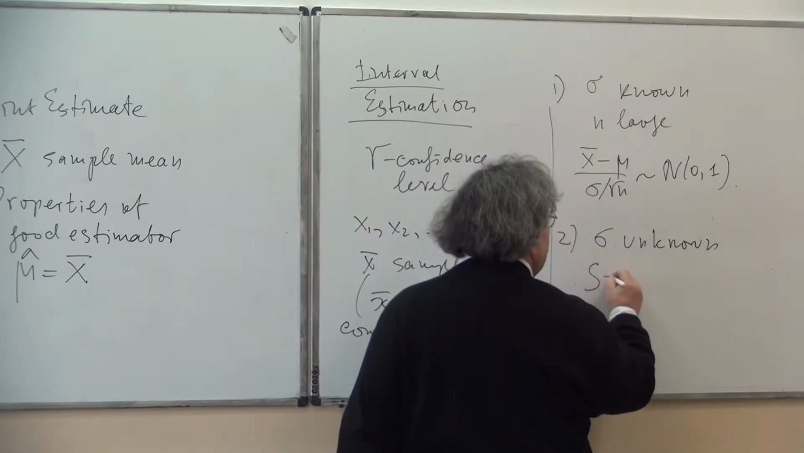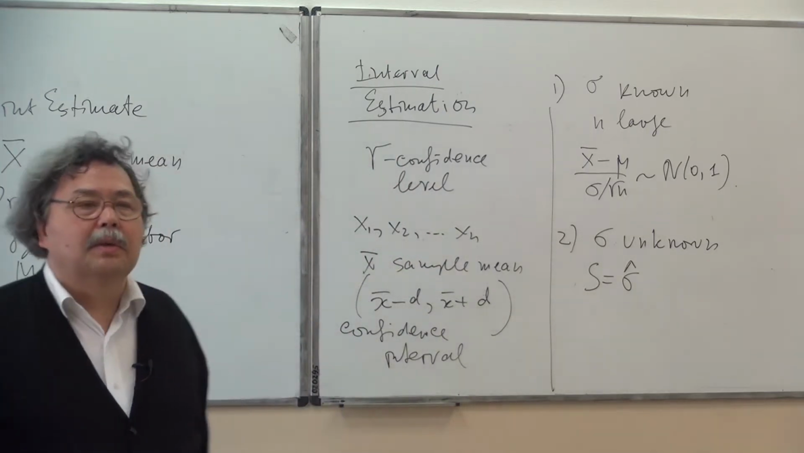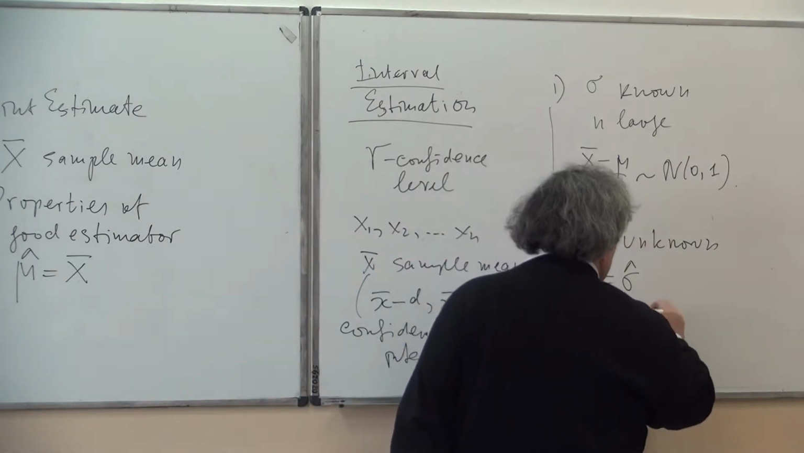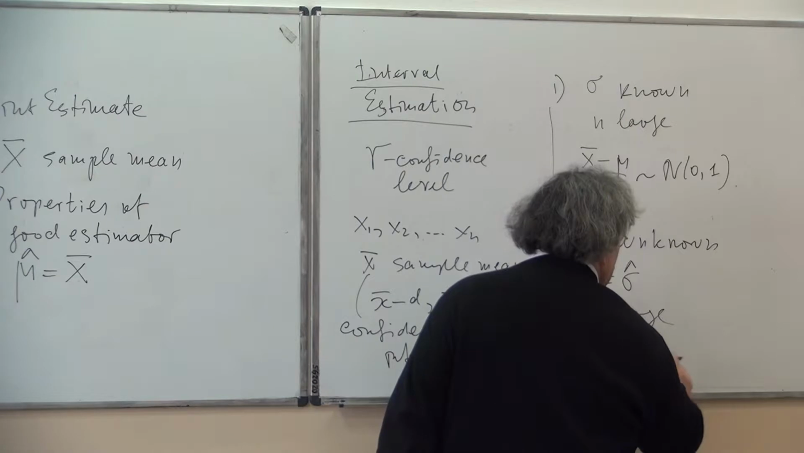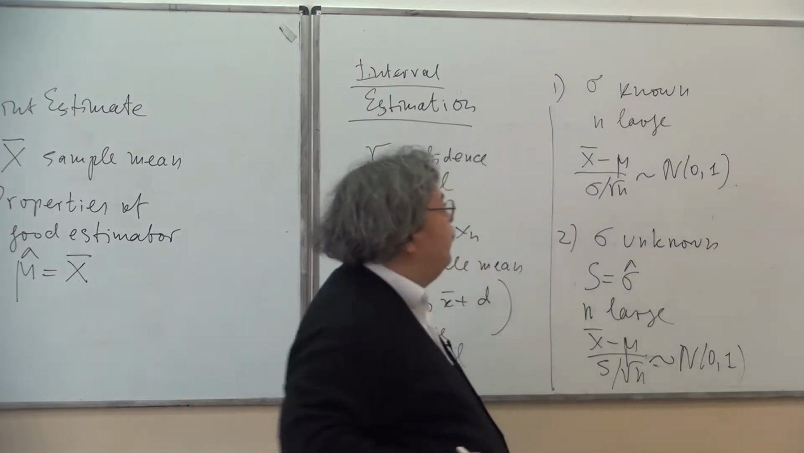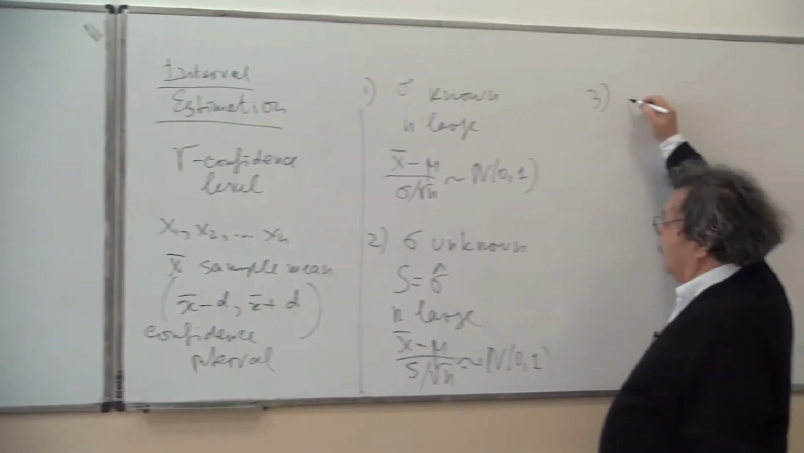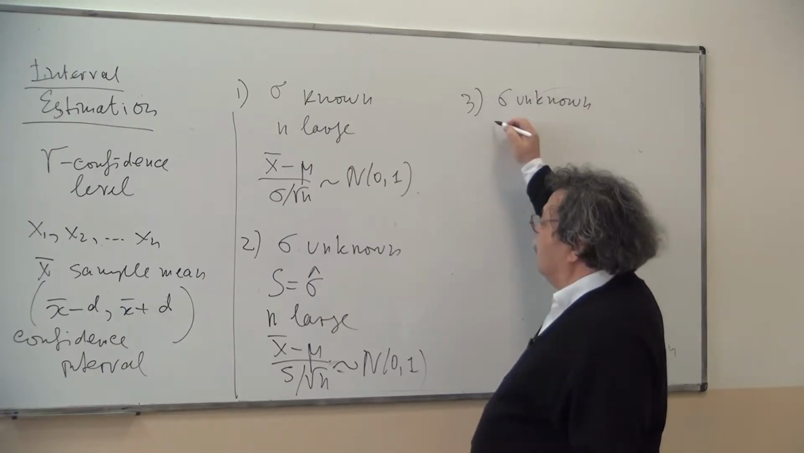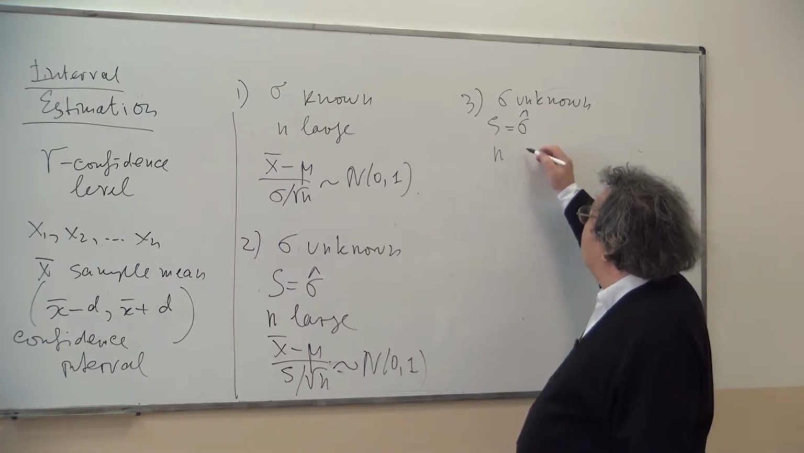Then we use S, which is called the sample standard deviation, as an estimate for sigma. And if n is still large, (x bar minus mu) over (S over root n) can still be treated as the standard normal. And we have this third possibility: sigma unknown, and we use S as an estimate for sigma, and n is not large.